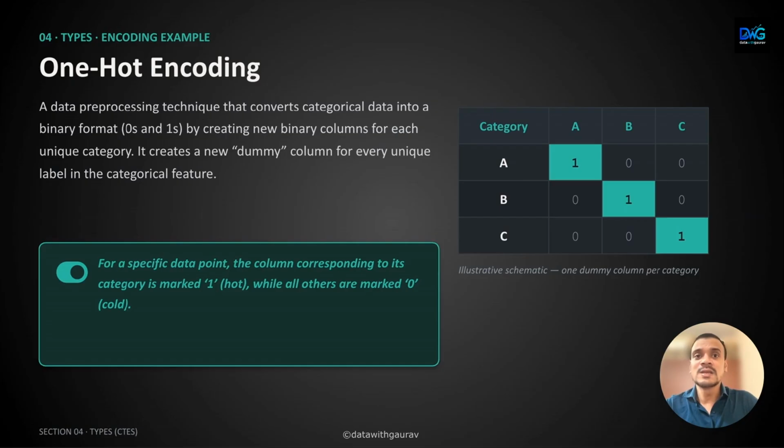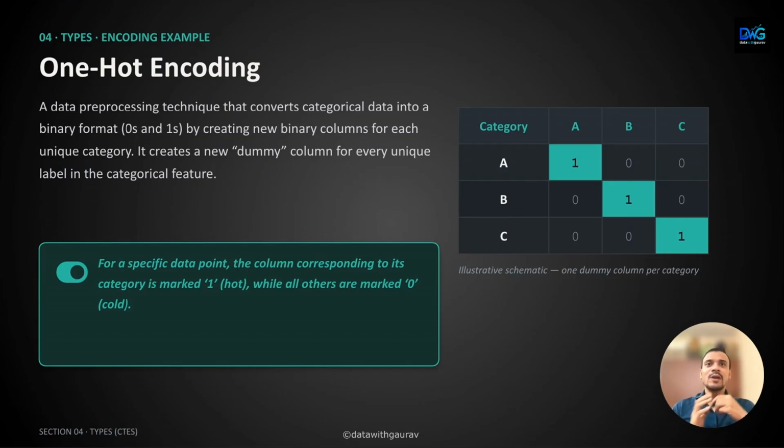So to avoid this, we use one hot encoding. Instead of replacing the categories with numbers, we create a new binary column for each unique category. So the single color column becomes three new columns like color red, color blue, and color green. Now, if a particular data point has the value blue, the encoded representation will look something like this, where red will be equal to 0, blue will be equal to 1, and green will be equal to 0.